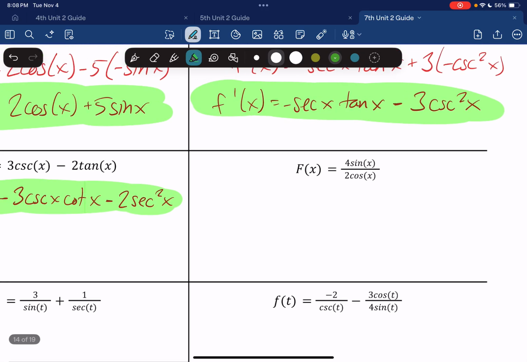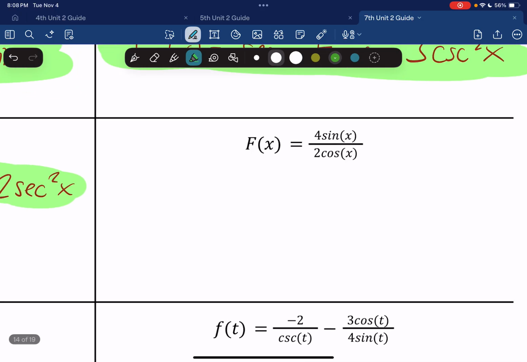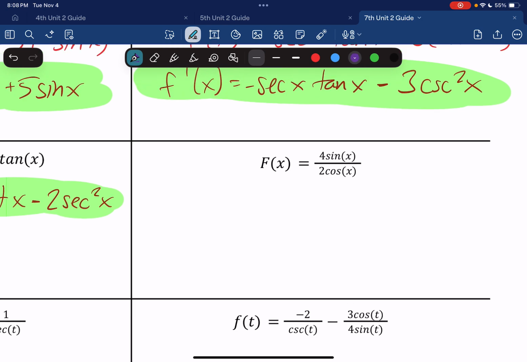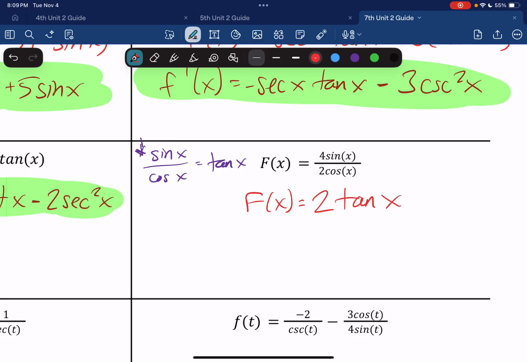Now, getting into rewriting with some trig properties that we know, trig identities. So I have f of x is 4 sine x over 2 cosine x. So a little reminder that we need to make sure we remember from pre-calc. We can rewrite sine over cosine as tangent x. So I'm going to rewrite this function f of x. 4 divided by 2 is 2. And then, like we said, sine over cosine is tangent, so 2 tan x. And then I can just do the derivative there, f prime of x. The derivative of tangent is secant squared. So this is going to be 2 secant squared x.